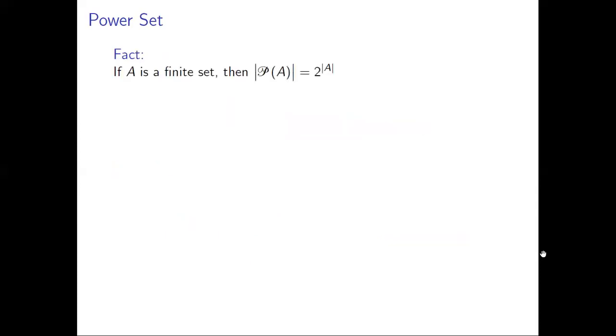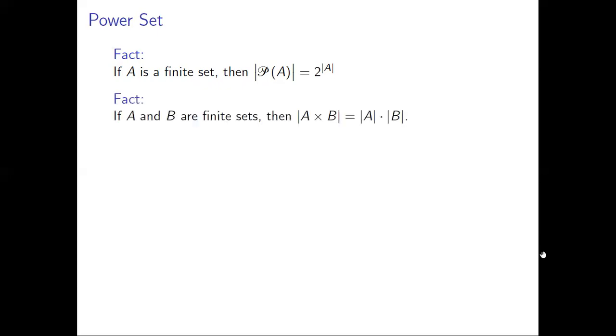Now here we have two facts. If A is a finite set, then the cardinality of the power set of A is equal to 2 to the power of the cardinality of A. This follows directly from a fact that we had earlier: if I have a set of n elements, it has 2 to the power of n possible subsets.